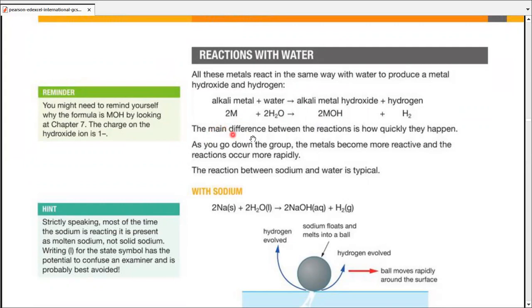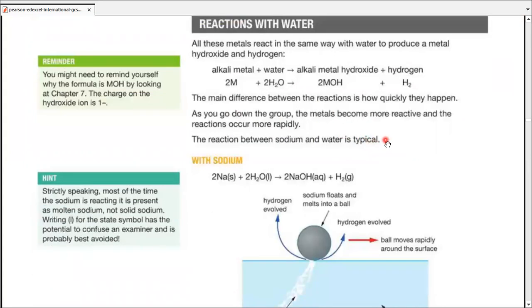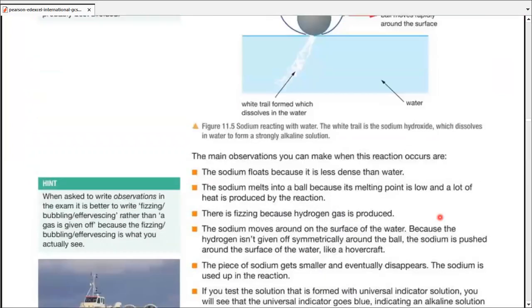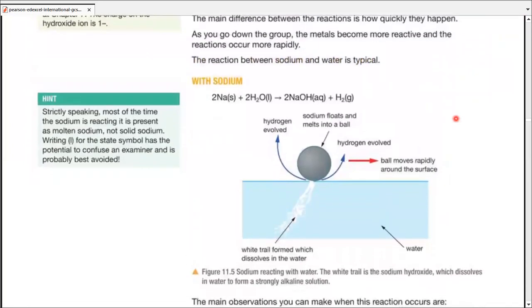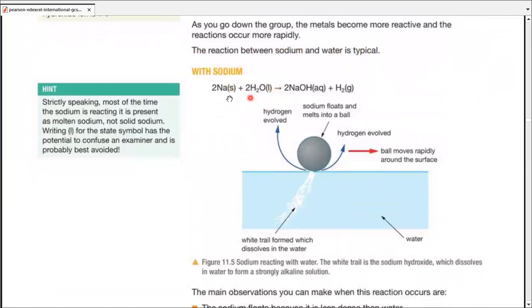Replace it with lithium, this would be lithium hydroxide. Replace this M with sodium, this would be sodium hydroxide. So it's pretty simple. So as you go down the group, the metal becomes more reactive and the reaction occurs more rapidly. So much so that, in fact, let's go with the diagram first. In case of sodium, this is the reaction.